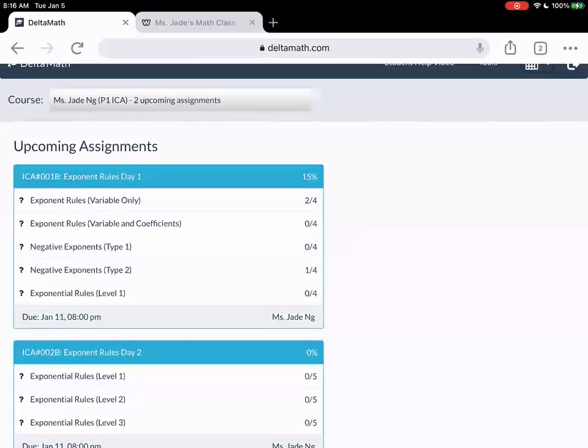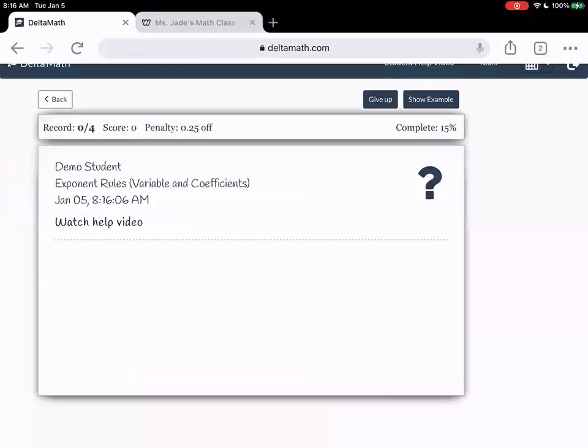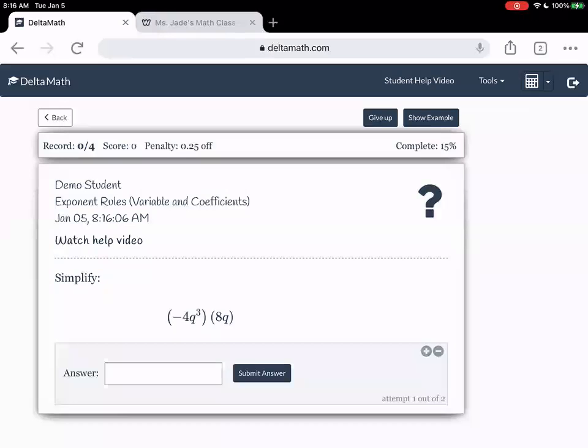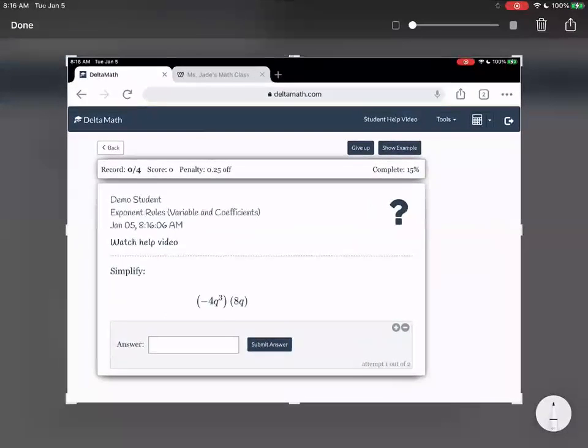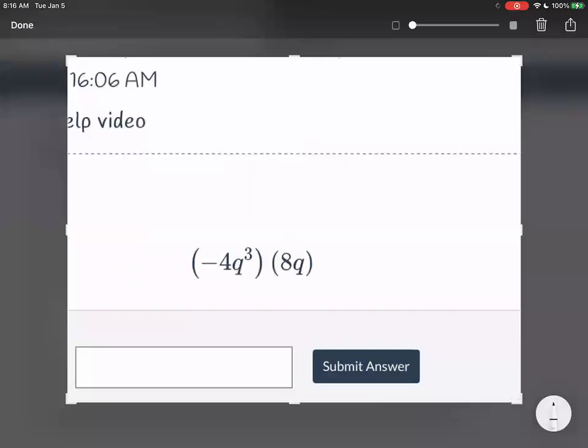All right, moving on to exponent rules, variables, and coefficients. Okay, so it's pretty similar. We have two things that are multiplied, except that now we have a coefficient, so like a number in front of our variables. So let's first deal with the coefficients.